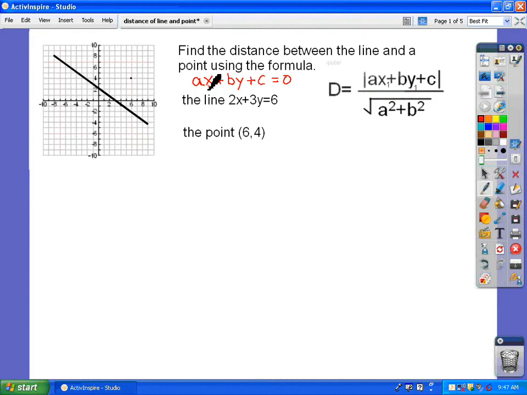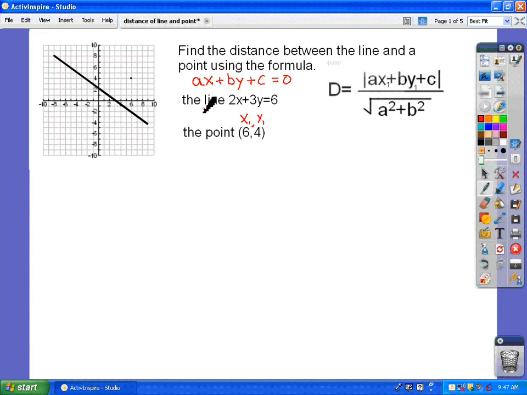The X and the Y in this formula are not going to change. Over here where I have X1 and Y1, X1 and Y1 are going to be the values for X and Y of the ordered pair. So that would exist right here. Here's X1 and here's Y1 for this particular problem.